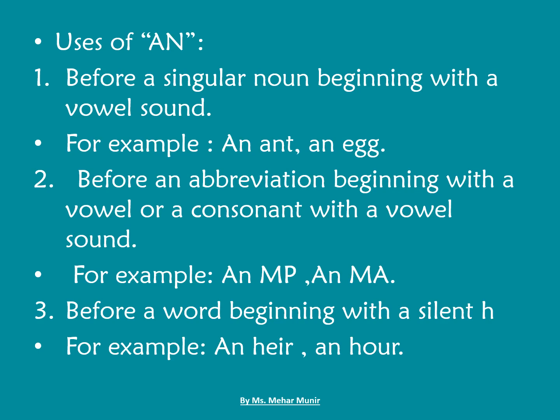Rule number 3. Before a word beginning with a silent H. For example, an heir, an hour. Of course H is silent, and the sound which is coming up is of a vowel, so we used an.